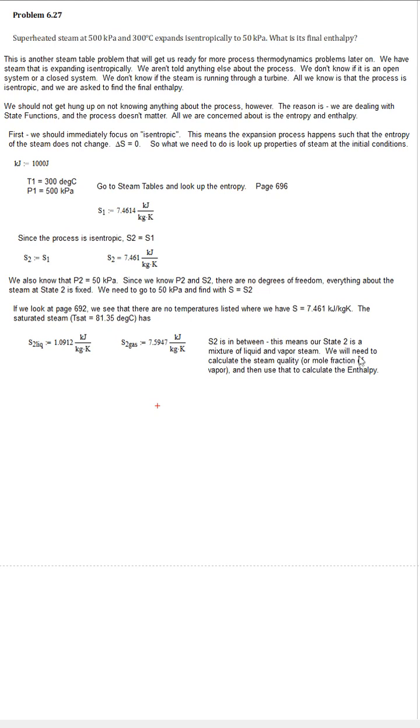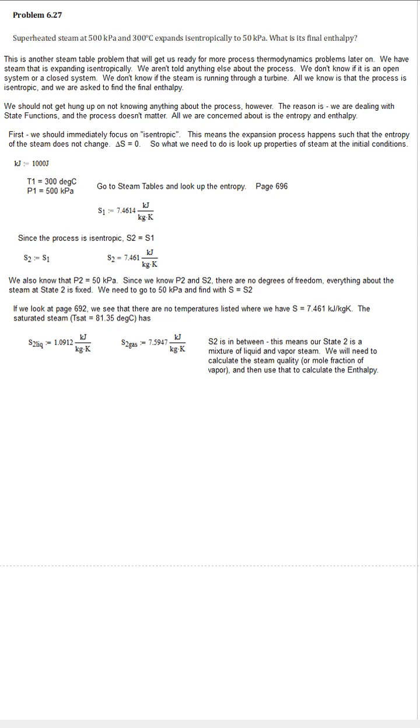And that means that we need to calculate the steam quality, or the mole fraction of vapor. And then we can use that to calculate the enthalpy. So this means that our final state is a mixture of saturated liquid and vapor. Again, calculate the quality, and then we'll be able to calculate the final enthalpy.